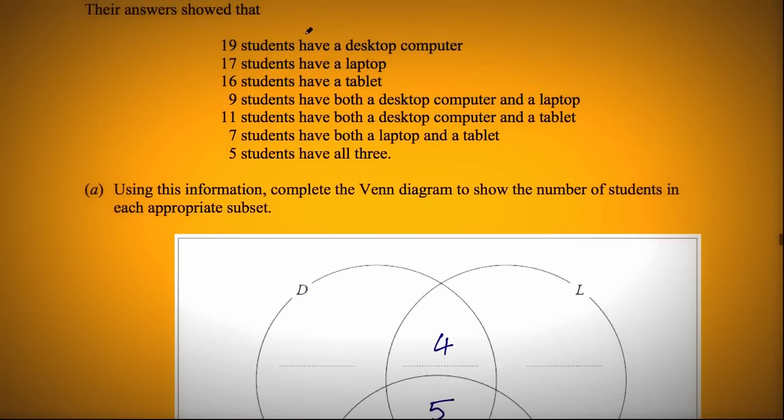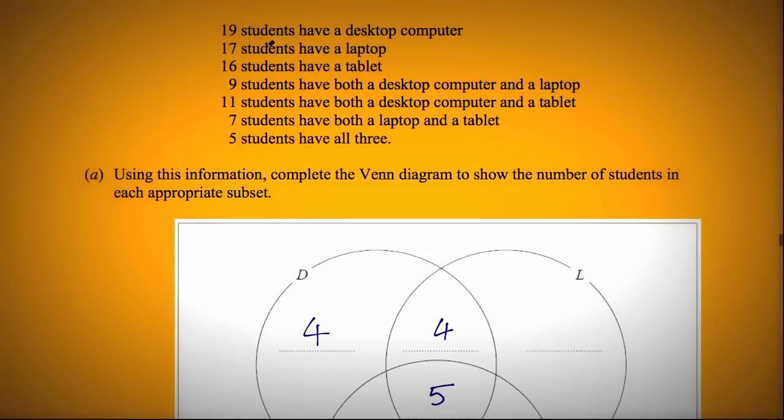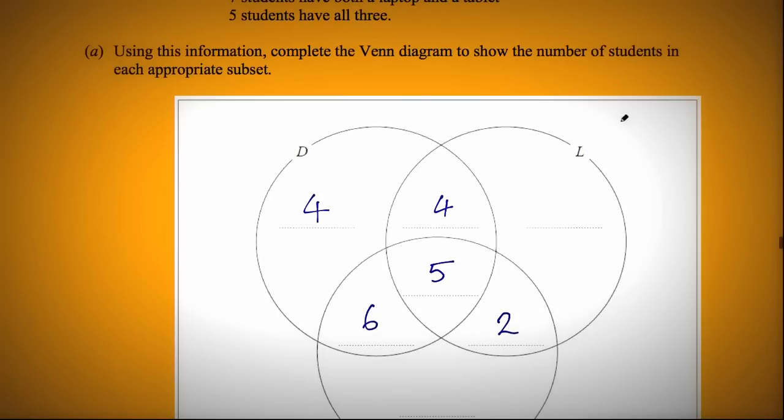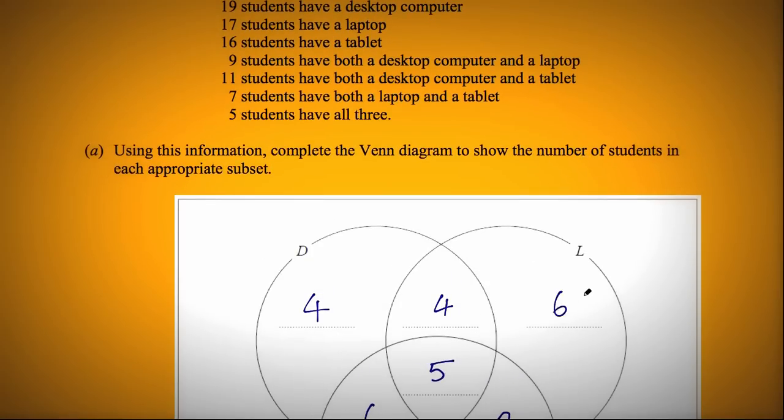Then we look at desktop overall is 19. So in the whole circle of D is 19, so 10 plus 5, 15, which means there are 4 remaining, and now this adds to 19. 17 students have a laptop, 5, 6, 7, 11, and I've got to get to 17, so another 6 in there.